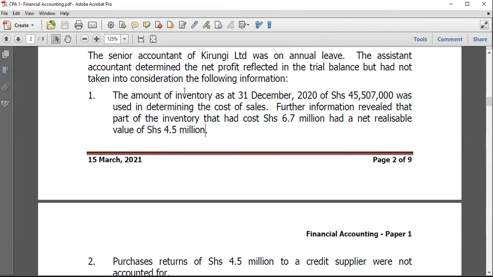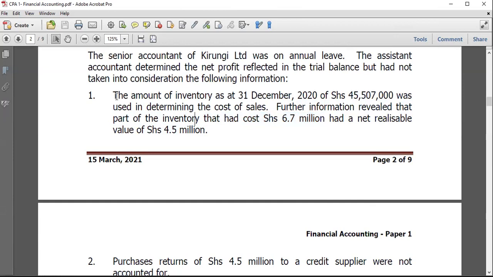I repeat, the amount of inventory as at 31st December 2020 of shillings 45,507,30 was used in determining the cost of sales. Further information revealed that the part of the inventory that had cost 6.7 had a net realizable value of 4.5.